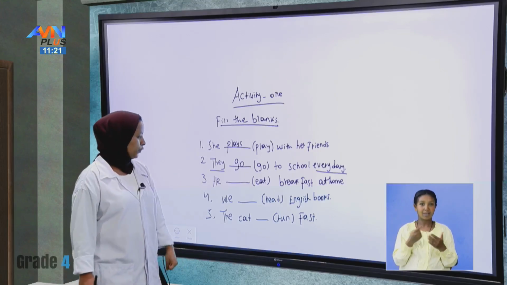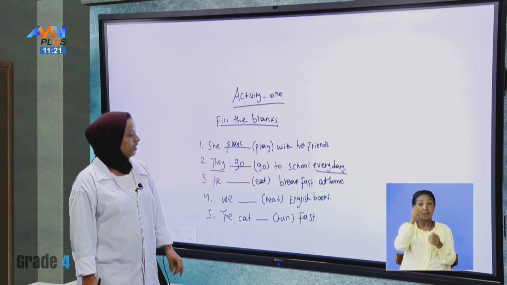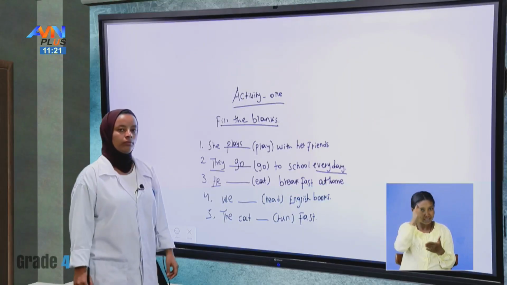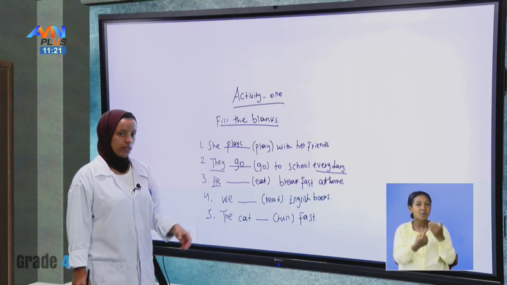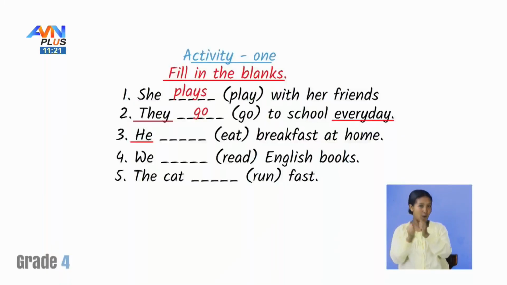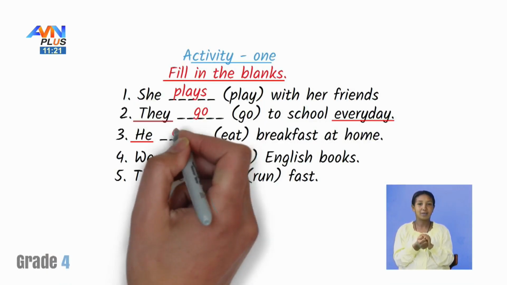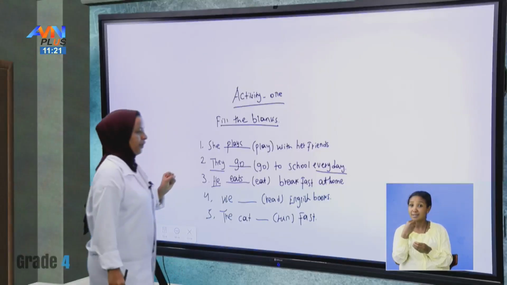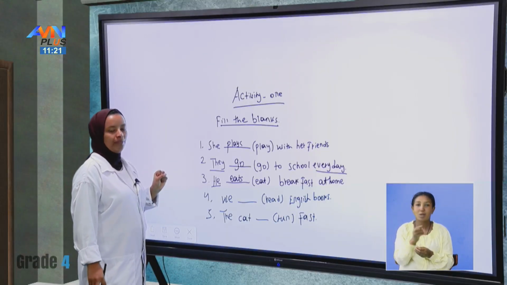Here is question number 3. He blank eat breakfast at home. Here is a singular subject, and also a pronoun. So easily add s at the end of the main verb. He eats breakfast at home.